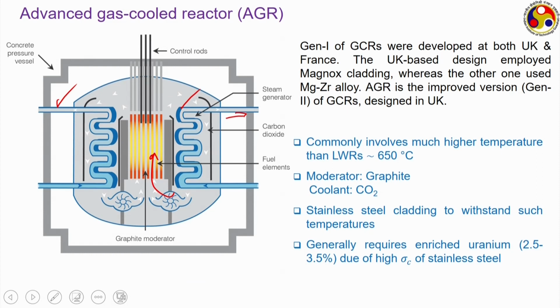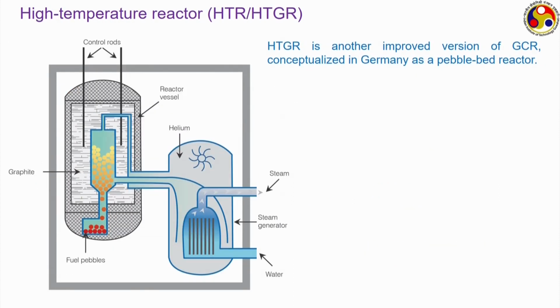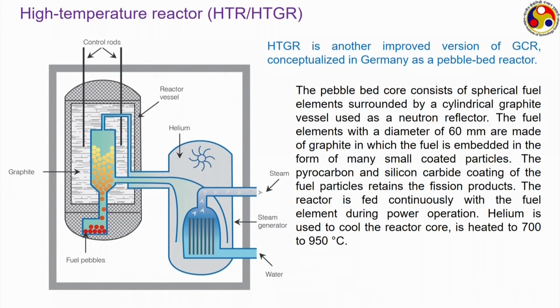Now, the gas cooled reactors can have several kinds of modifications. There are several improved versions of these gas cooled reactors that have been proposed. One of them is the high temperature reactor, which is proposed in Germany. It is actually a pebblebed reactor, a very interesting one. Here, as you can see from the diagrams, the fuels are shaped in the form of small pebbles, each of the diameter of about 60 millimeter.